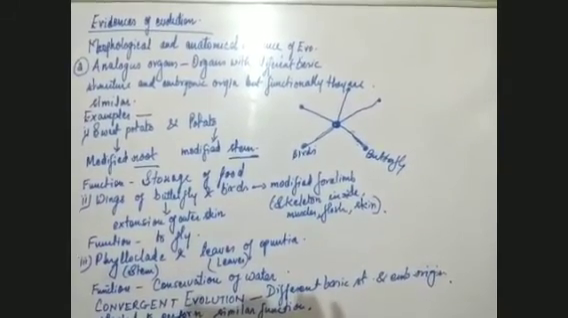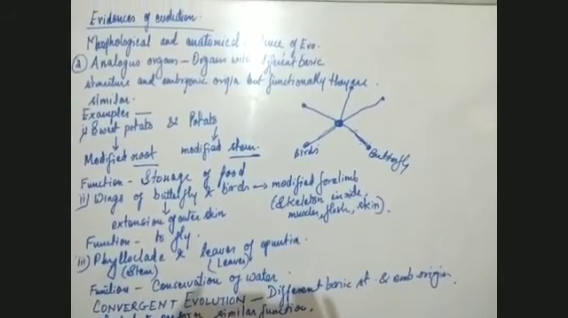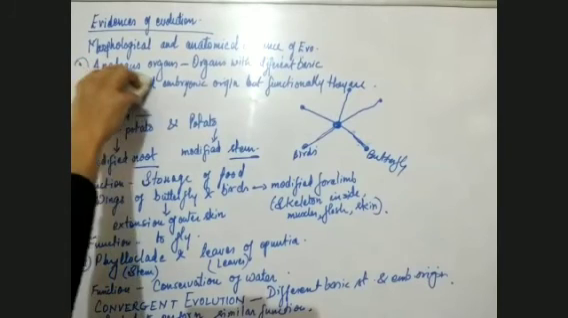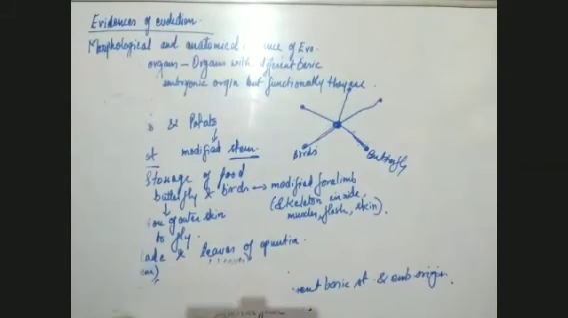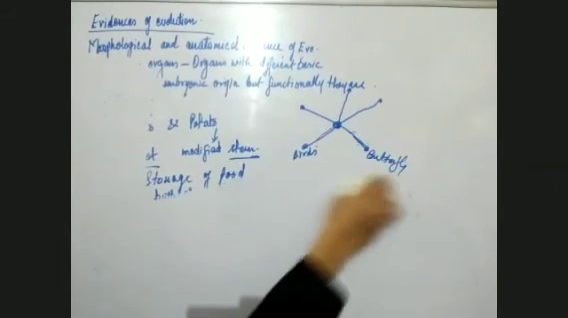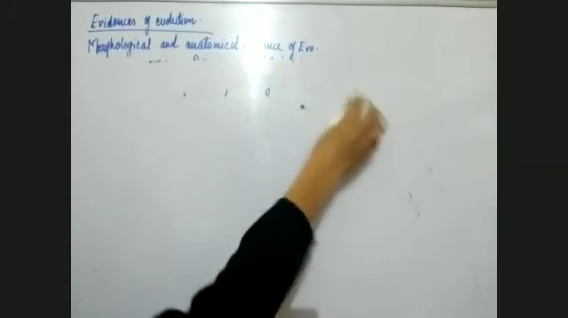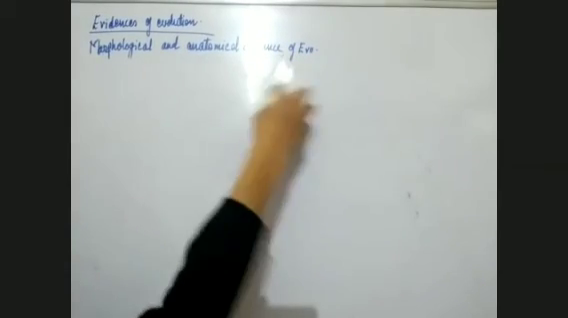Okay, this is clear. So this was about the analogous organs. After this, we come to the third type, which are vestigial organs. The third evidence: the third are vestigial organs.